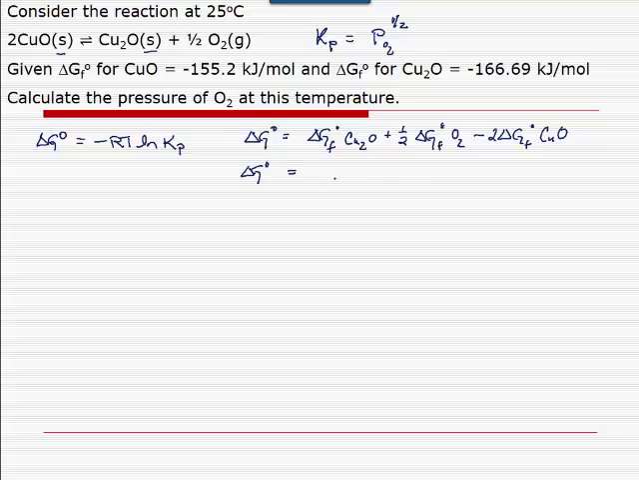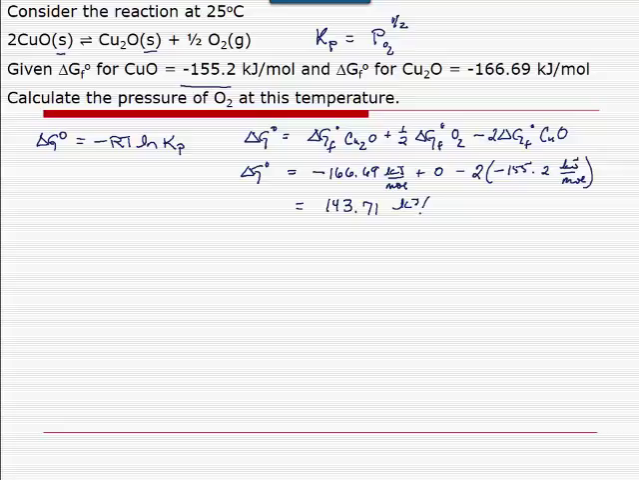For the Cu2O, it's a negative 166.69 kilojoules. For the oxygen, the delta G of formation is not given, and it should be known that it's 0. So I'm going to add 0. And then I'm going to subtract 2 times the delta G of formation of the CuO, which is a negative 155.2. This will give me the delta G of the reaction equal to 143.71 kilojoules per mole. Now that is a very large positive delta G.